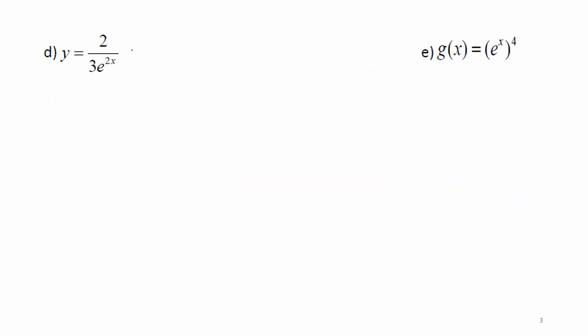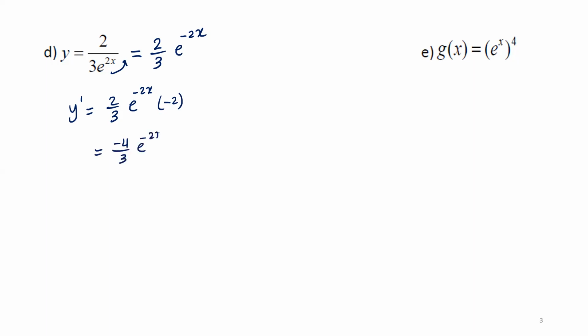Next question like this. Some functions need to be rearranged or rewritten in the simplest form before you derive. For example, write 2 over 3 e power 2x, bring it up to be written as e power negative 2x. Now you can derive, no problem. Y prime is equal to 2/3, the coefficient, times the same function, e power negative 2x, times the derivative of negative 2x, which is negative 2. So the final answer is negative 4 over 3 e to the power negative 2x. You can, of course, write it in this form if you want to make the power positive.